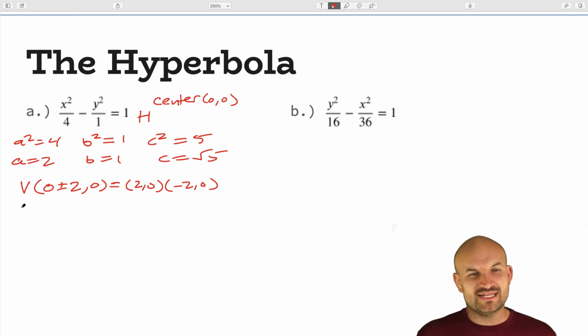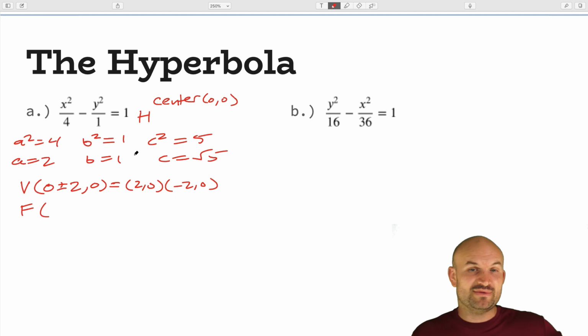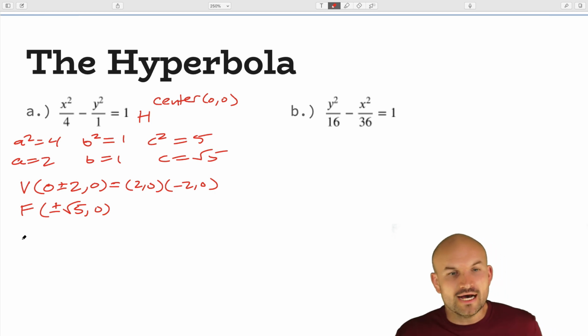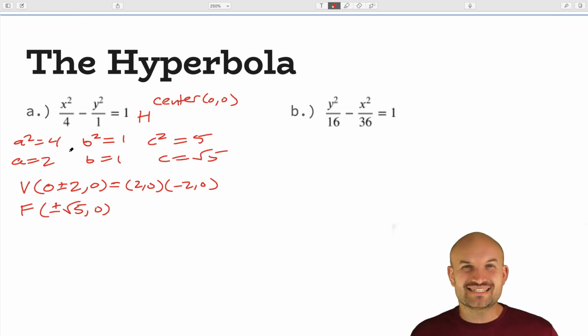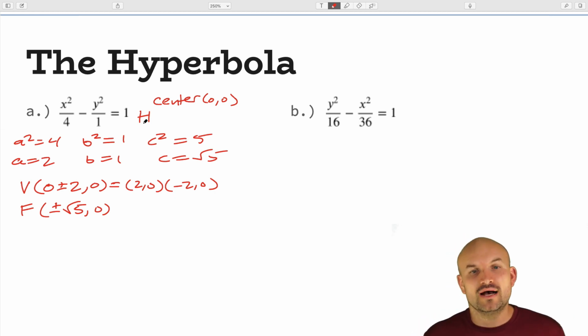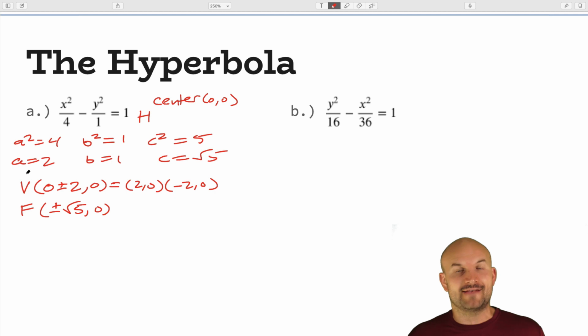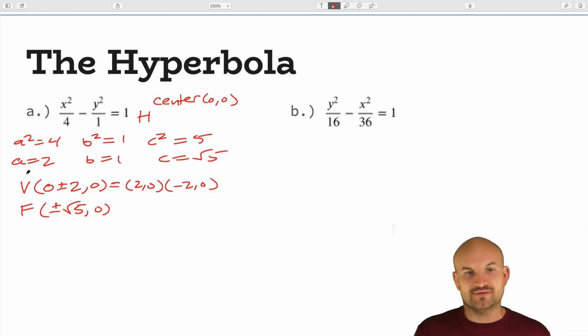However, that's a little bit more writing, so I am perfectly fine if you wanted to write that for your foci. That's going to be left and right c, so I am perfectly fine with just using the plus or minus square root of 5 comma 0. Okay, I'm not going to worry about the co-vertices, because they're not on the graph. So we'll just find the vertices, the foci, the center, and now the asymptote equation. Since this is horizontal, that is going to be the only difference between the two equations. Is it a over b or b over a? For horizontal, it's b over a.